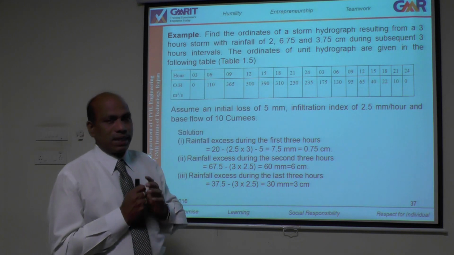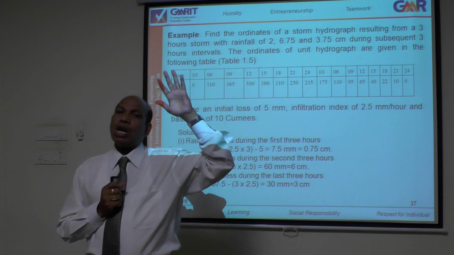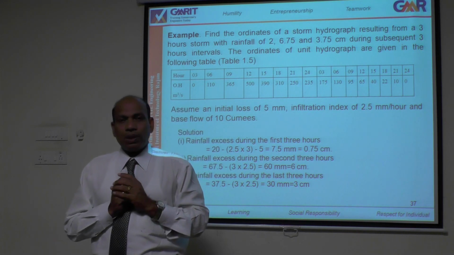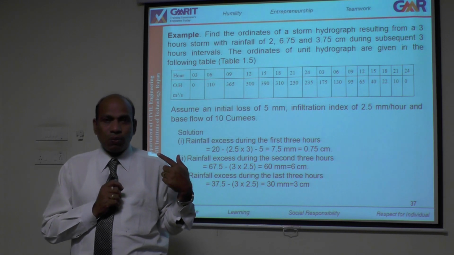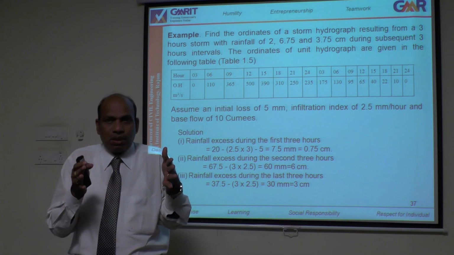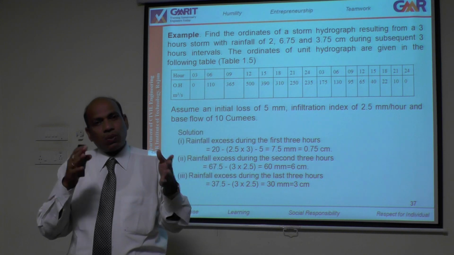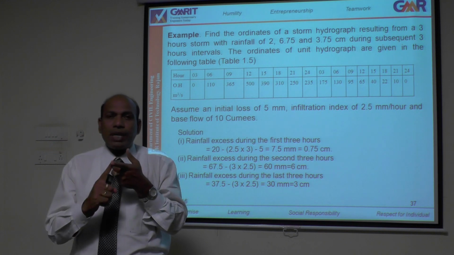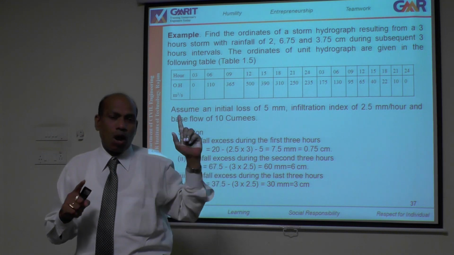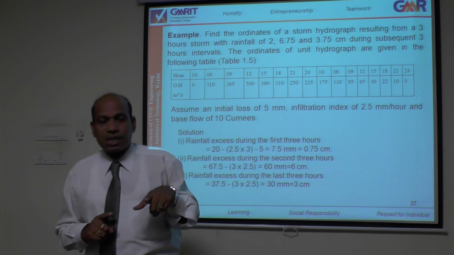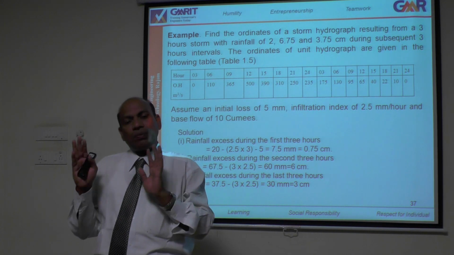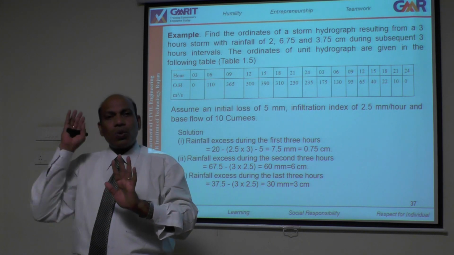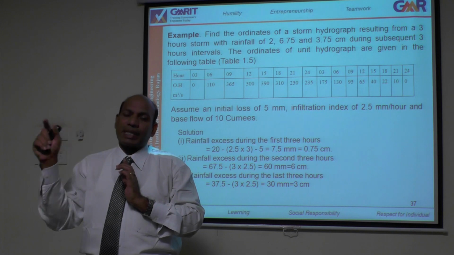By using these values, now we are going to construct the storm hydrograph for the total 9 hours period. For the construction of the storm hydrograph by using the unit hydrograph, we should know some parameters. For the storm hydrograph, first we need the direct runoff ordinates and base flow ordinates. The sum of base flow ordinates and direct runoff ordinates gives the storm hydrograph ordinates. For the construction, we have one formula: storm hydrograph ordinates equal unit hydrograph ordinates into rainfall excess.